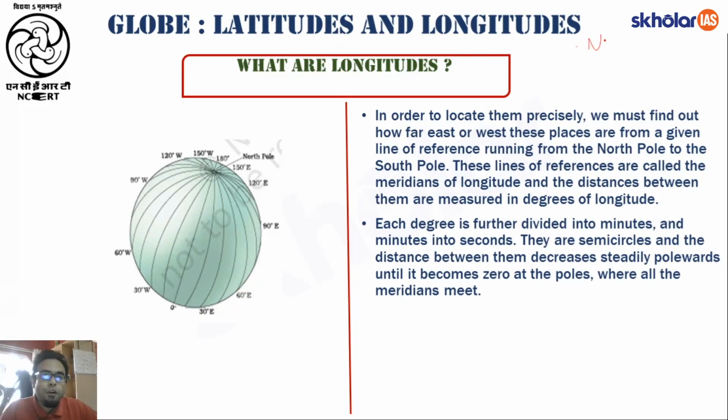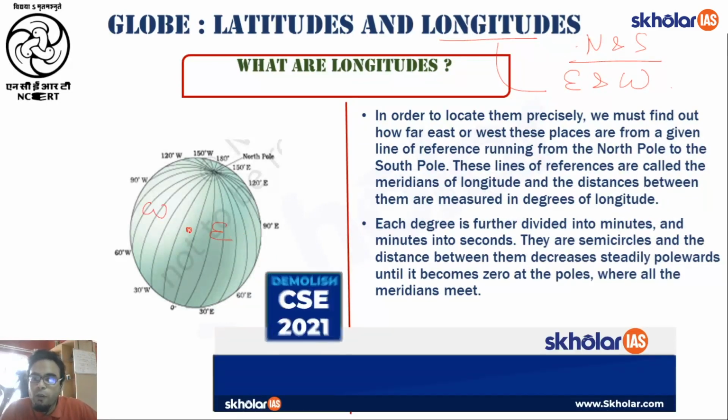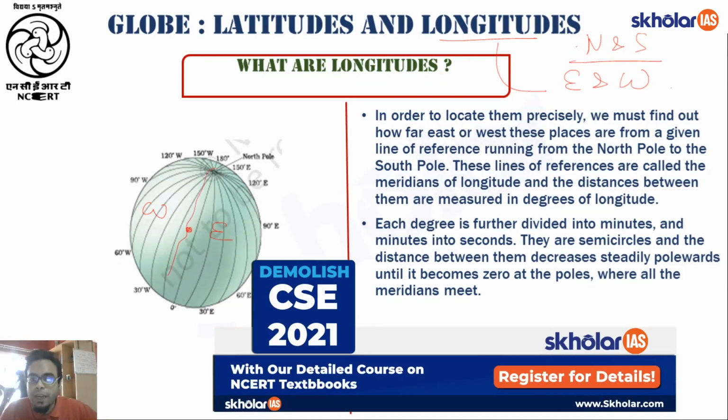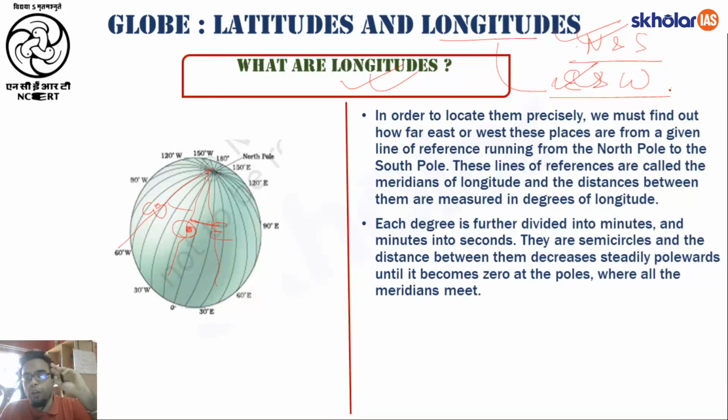Latitudes are talking about your north and south, whereas your longitude talks about your east and west. Basically there will be a reference point somewhere here, right? So it talks about angular distance between two places, to the east or to the west, from a reference point or a reference line. This angular distance between these places from this reference point that you see here, these are called your longitudes. Understood? So your latitude talks about north and south, your longitude talks about your east and west from a particular reference line or a point.